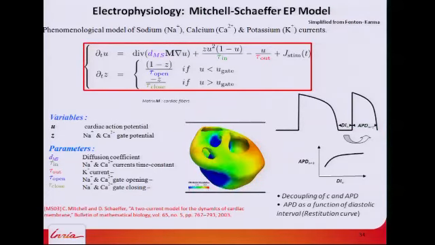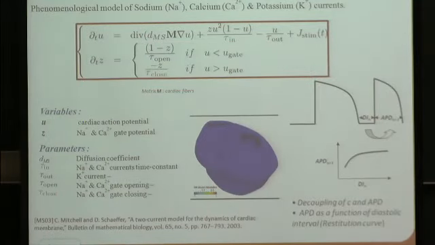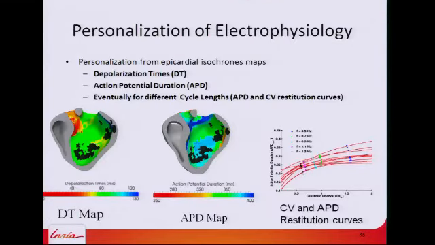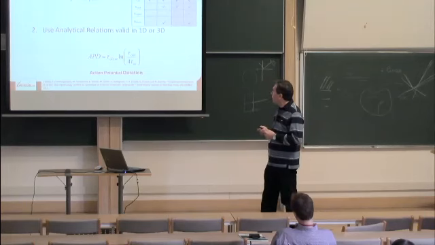Now going back to the models, I just want to recall that we have 5 parameters: diffusion coefficients and 4 time constants. Now, how do we match the different parameters? In the case of human data sets, the input data is a map of depolarization times and action potential duration. We know that the action potential duration changes depending on the frequency at which you stimulate the heart. This is also called restitution curves, but I won't be talking about this too much. I just want to mention how we did this personalization quickly.